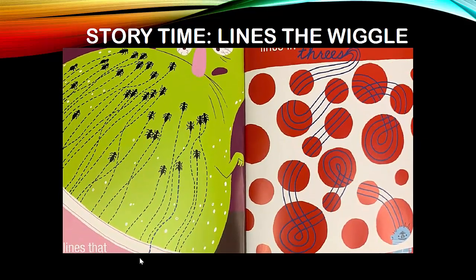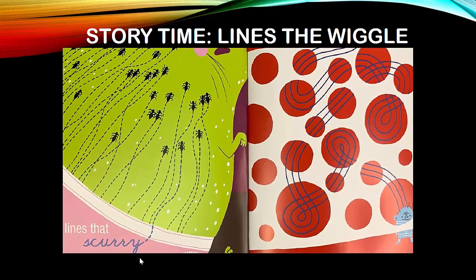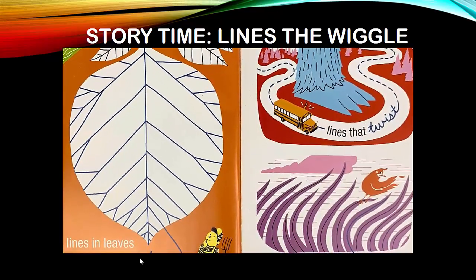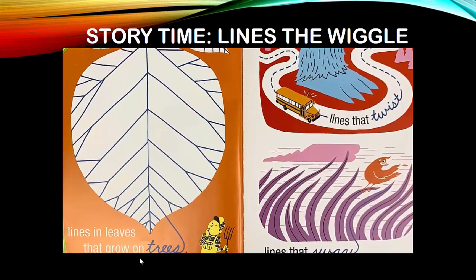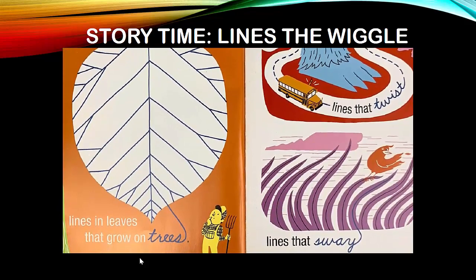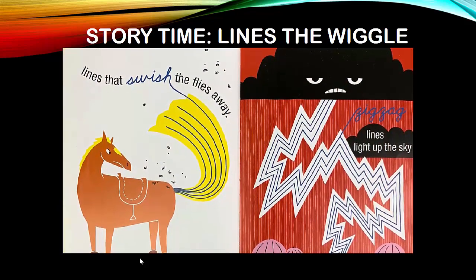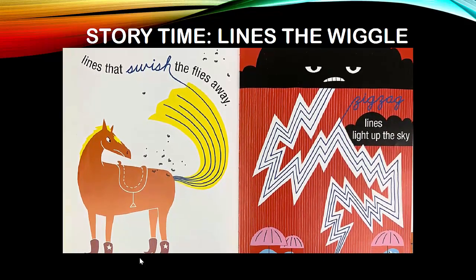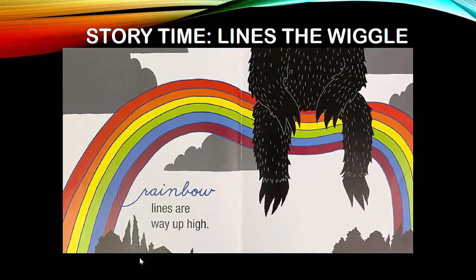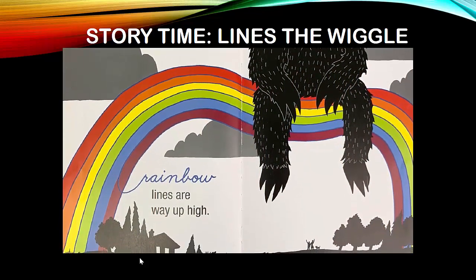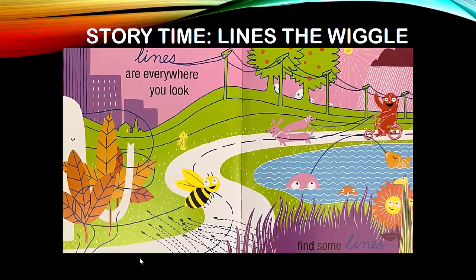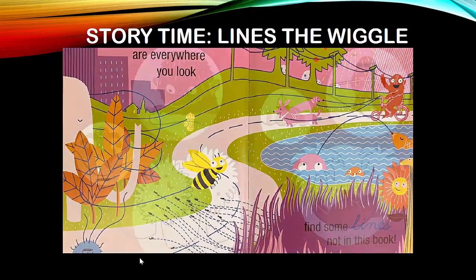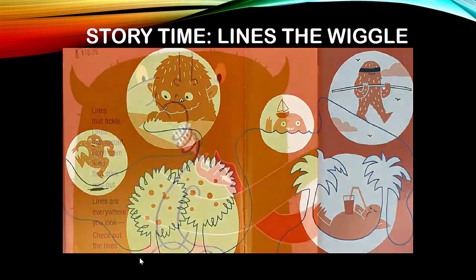Lines that scurry. Lines in threes. Lines in leaves that grow on trees. Lines that twist. Lines that sway. Lines that swish the flies away. Zigzag lines light up the sky. Rainbow lines are way up high. Lines are everywhere you look. Find some lines not in this book. The end.